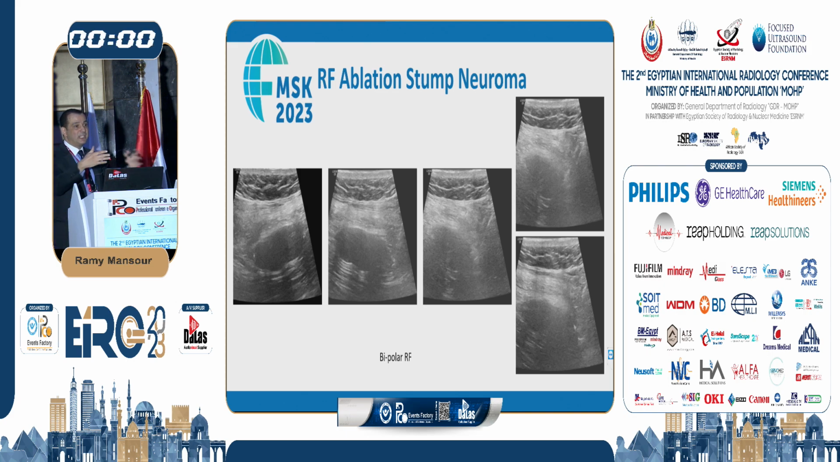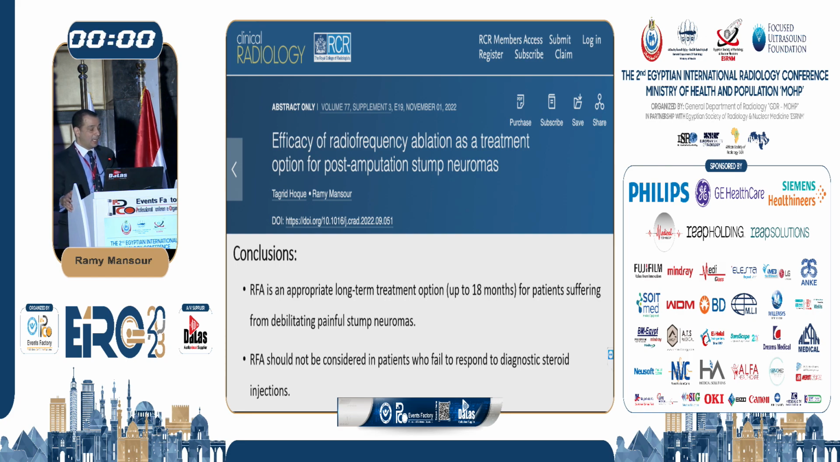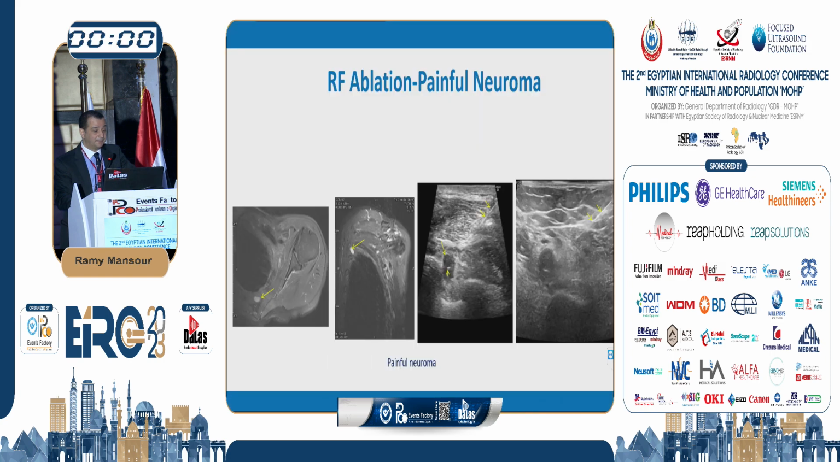Before, as mentioned, 3 centimeter was our cutoff, but now because we can use multiple or bipolar or even tripolar, size doesn't matter anymore. And you can see in this patient, they have a lesion more than 4 centimeter, and we put the electrode here and 2 electrodes there, and the patient didn't feel any pain after that. We published our work, and most of those patients do very well with stump neuroma pain.